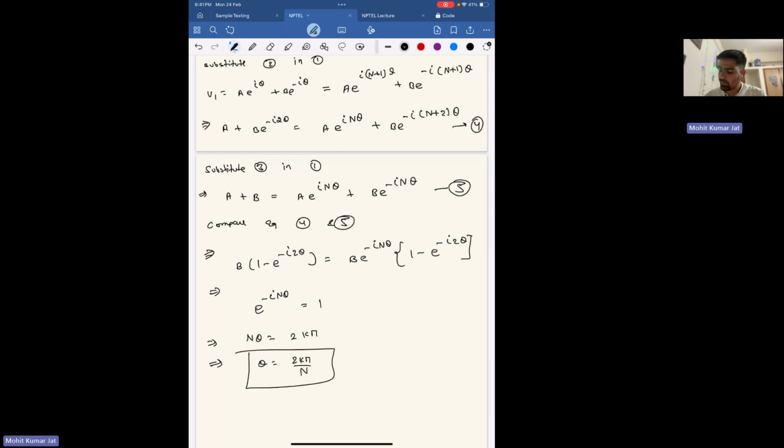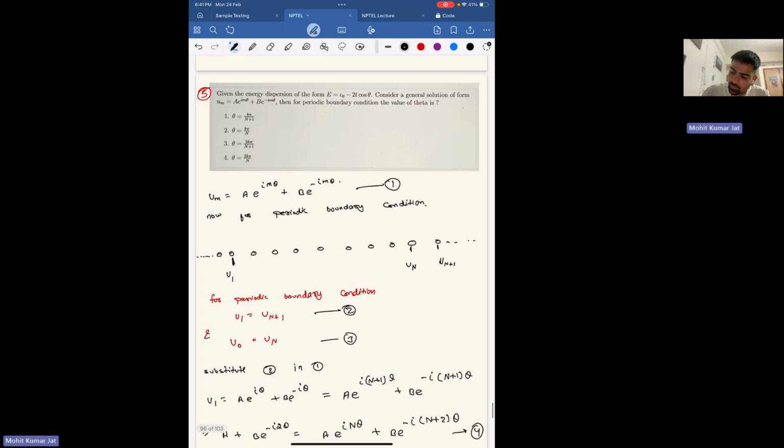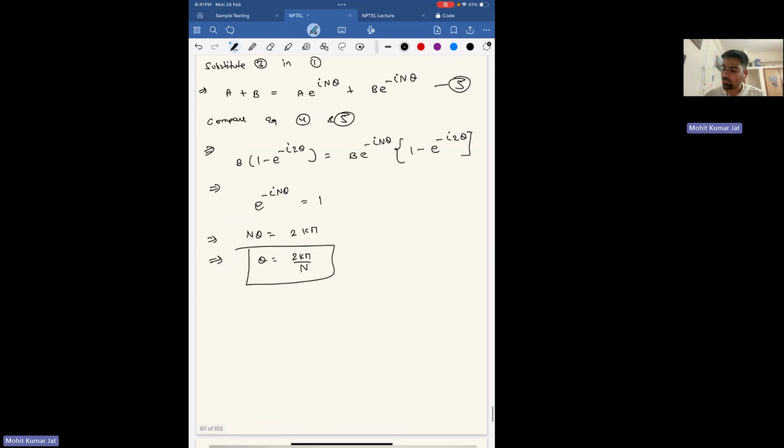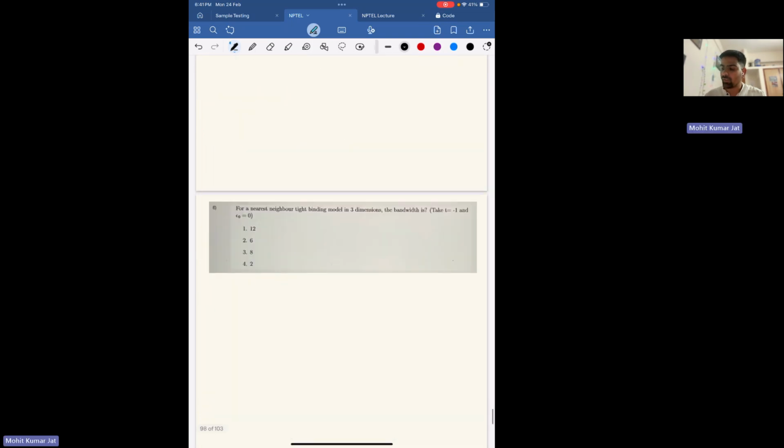Let's see if there is an option like this. Yes, option number 4, 2k pi by n. So that is the correct response for this question. Now coming on to the problem number 6.